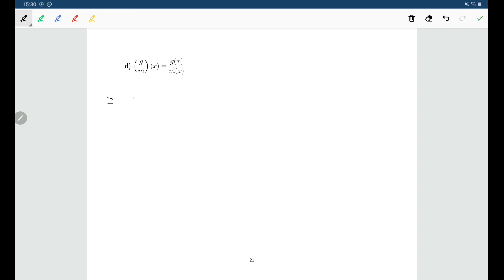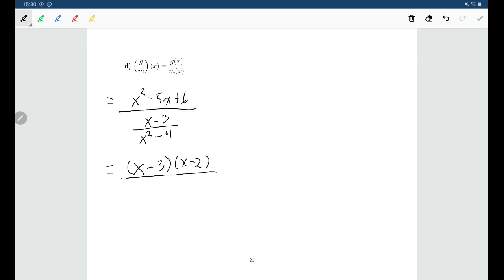G of x, that was the x squared minus 5x plus 6. And m of x, that was the x minus 3 over x squared minus 4. So if you're thinking about the domain, and I'm going to write this up top, remember that we would have to exclude any values that make g undefined, any values that make m undefined, and also any values that make m equal to 0. And so one thing we know, of course, g is fine. G is defined everywhere. That's as nice as it's going to get.